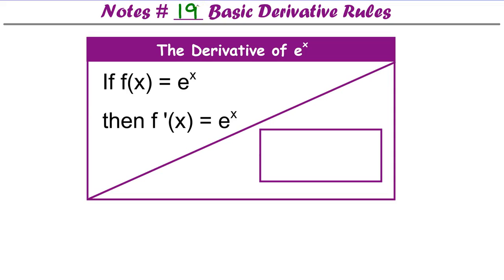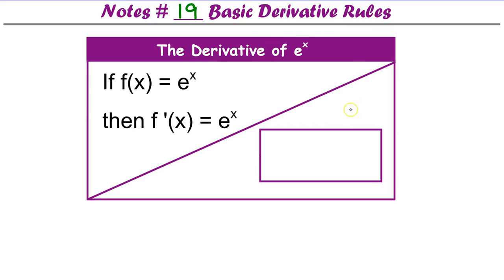Basic derivative rules. If f of x equals e to the x, then the derivative f prime of x also equals e to the x. That's very unique. It's something about the exponential growth family that doesn't occur in other function families.